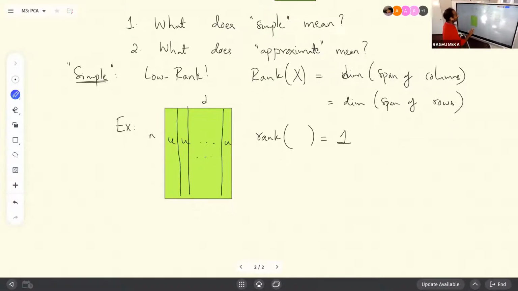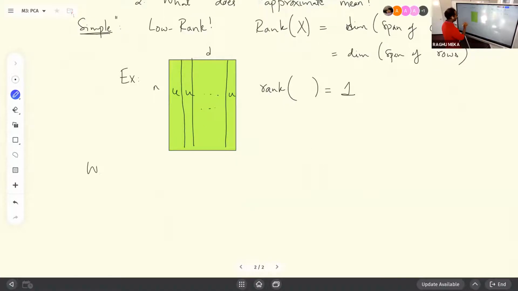And why study rank as a notion of simplicity? Any guesses? I mean, it makes intuitive sense that a matrix is simple if it has small rank, but there are very concrete and important reasons why that is true. From a computational perspective, can you tell me one reason why rank would be a nice notion of simplicity?